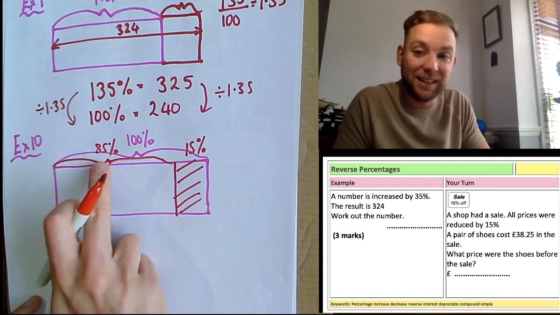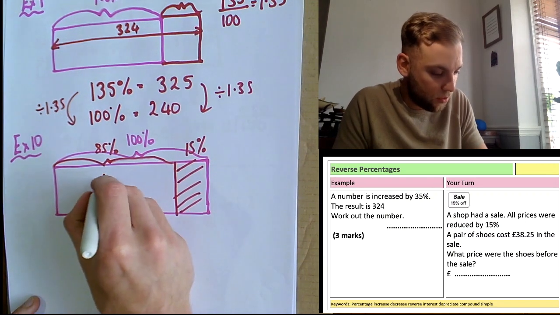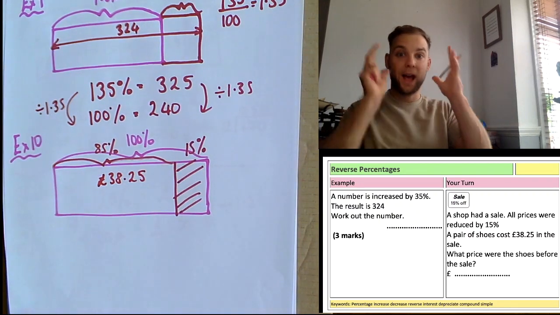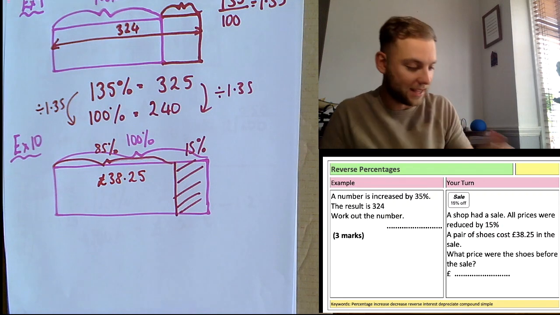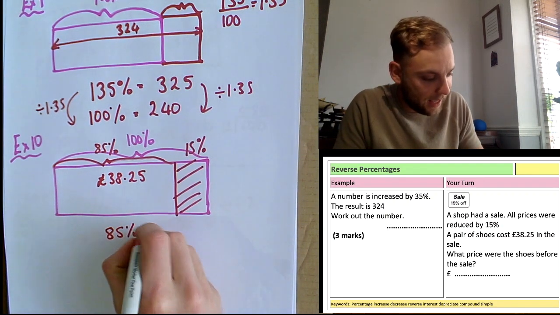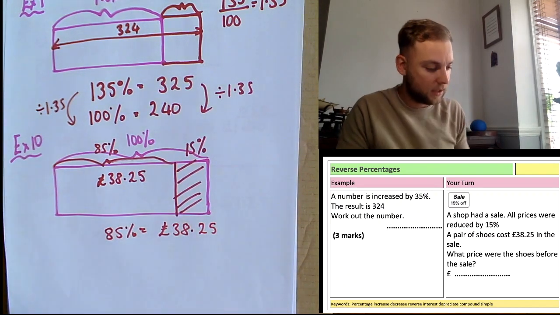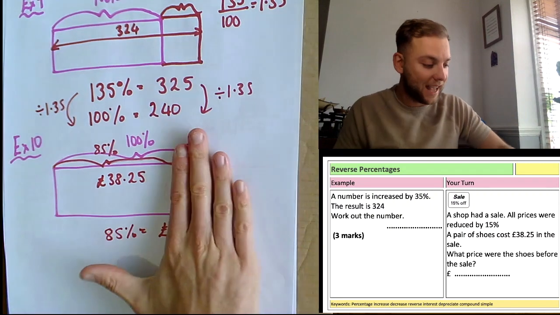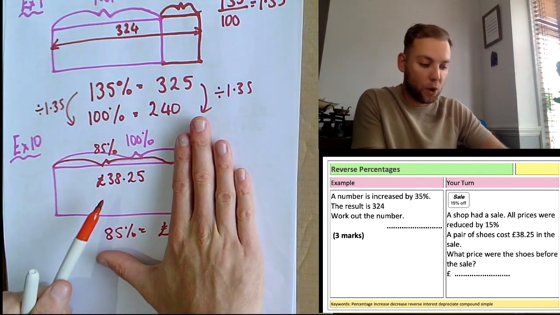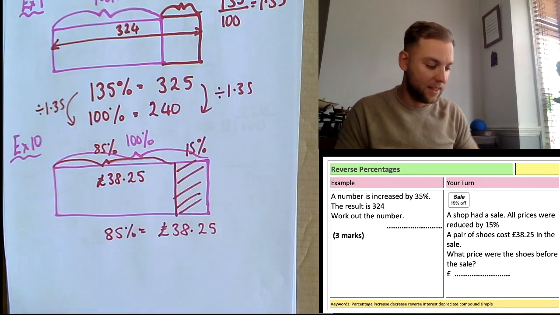So it's saying that 85% here is worth the £38.25. So 85% is worth that. That's my starting point. My 85% is equal to £38.25. So after reduction, after I've taken away 15%, it's now worth 38.25. So that's worth the 85% there.